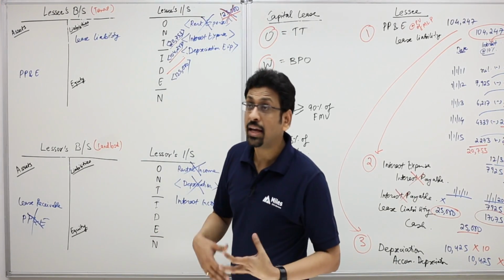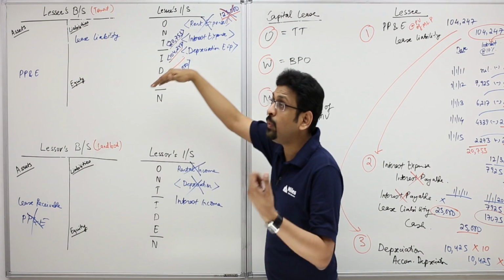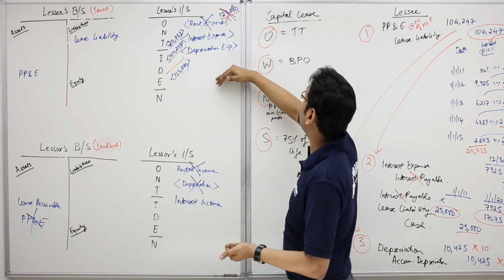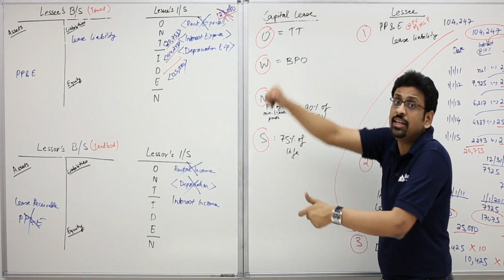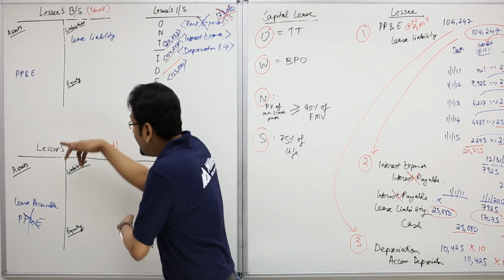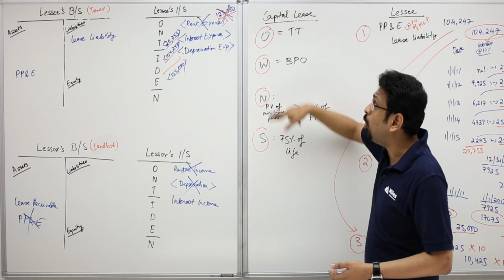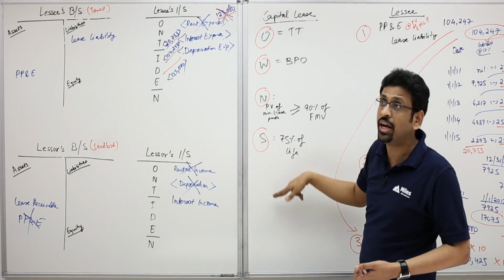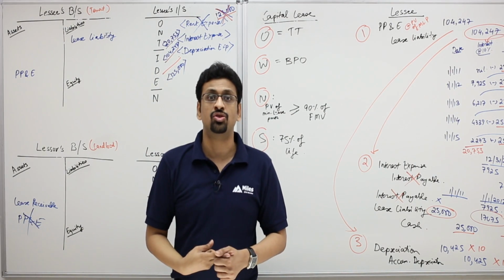Now, we've been looking at accounting for capital leases from the lessee's perspective, and we know the lessee is going to classify a lease as a capital lease if any one of these four OWNS criteria is met. Now, for the lessor to classify a lease as a capital lease, not only any one of these four OWNS criteria needs to be met, but also there are two additional conditions.